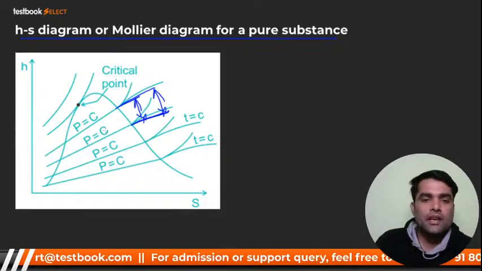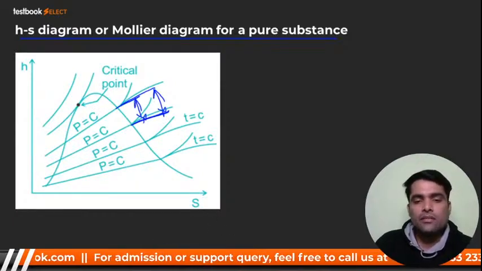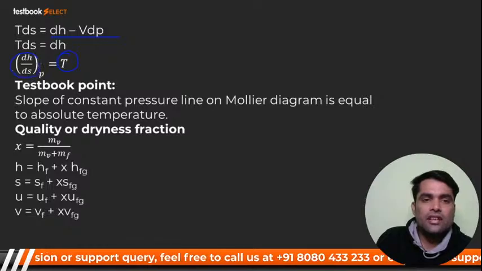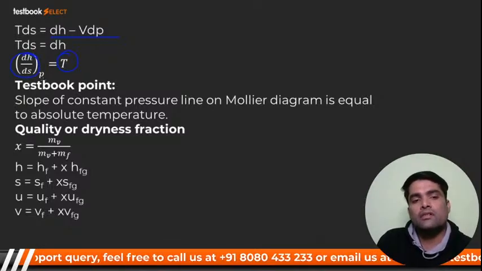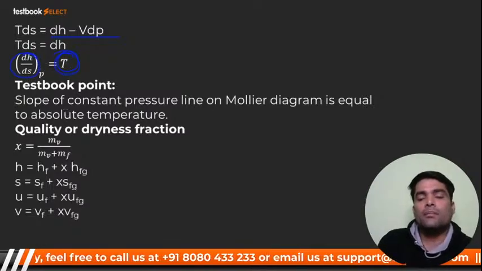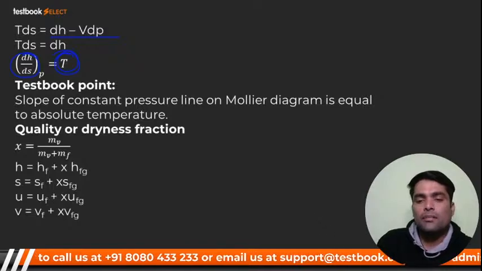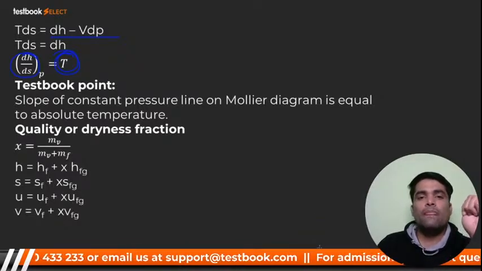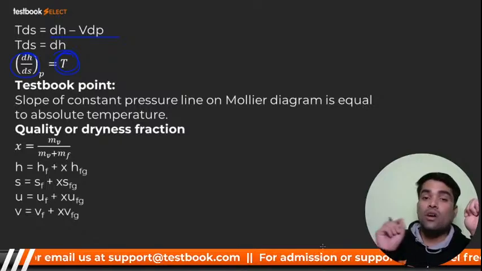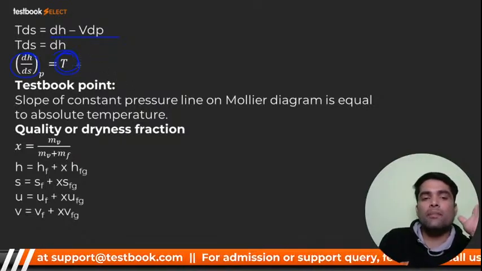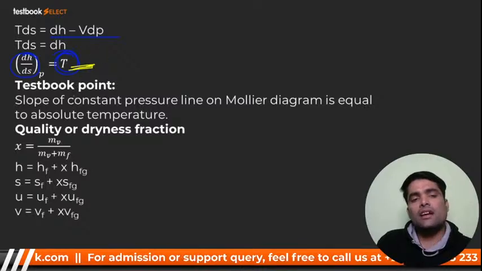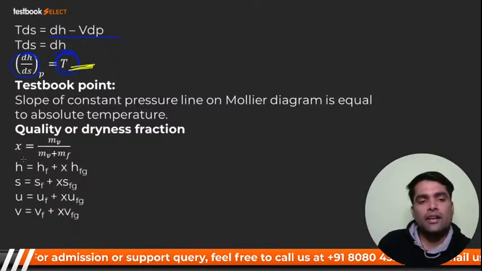So my dear, you must be seeing the same thing here too: dH by dS, that is change in enthalpy with respect to entropy at constant pressure, represents nothing but temperature. What will it represent? Temperature. That is change in enthalpy with respect to entropy at constant pressure. That line represents what, my dear? Temperature. Okay.